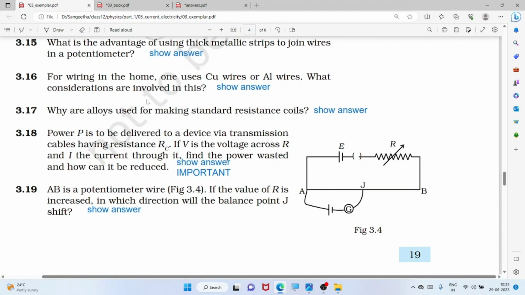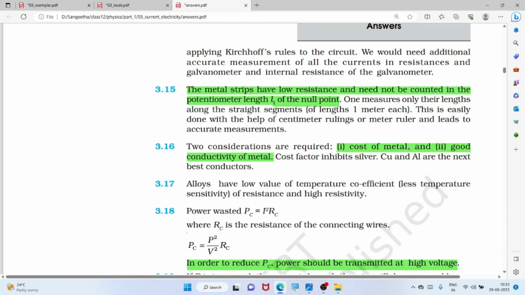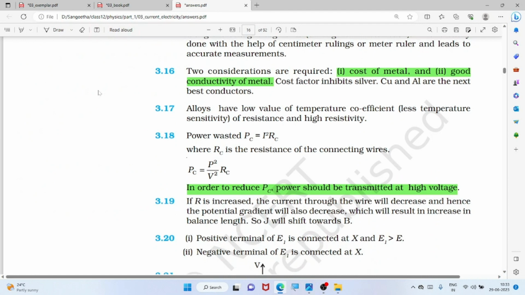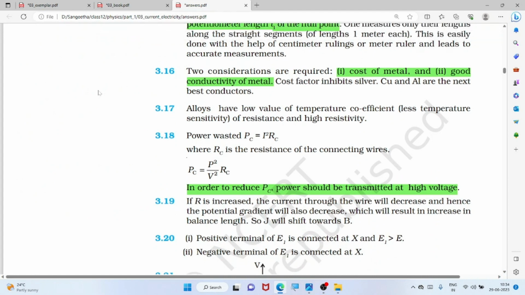For wiring in Ohm, one uses copper wires or aluminum. What consideration is involved in it? Two considerations: one, the cost of the metal, then the conductivity of the metal. On cost, silver is more costly than these two. So copper and aluminum are the next best conductors.